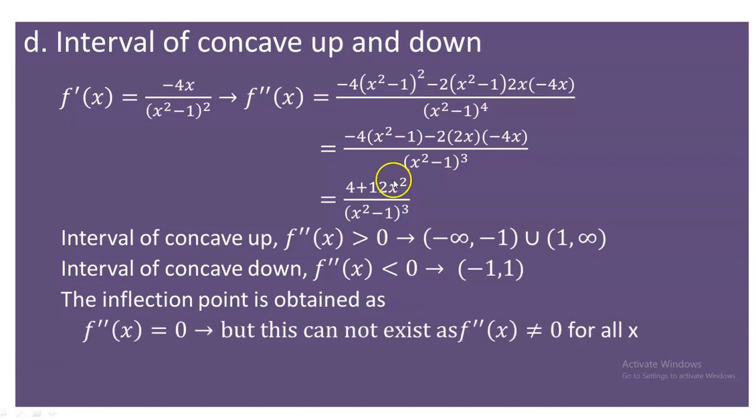Look, the second derivative is this one, 4 plus 12x squared over x squared minus 1 cubed, and this gets 0 when the numerator is getting 0, but this can't happen because 4 plus 12x squared is always positive, whatever value you may take. As long as you are in the real number system, you see you are unable to obtain an x value that can make this 0. And because of this, we do not have an inflection point.